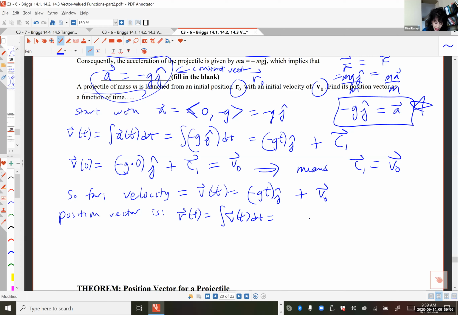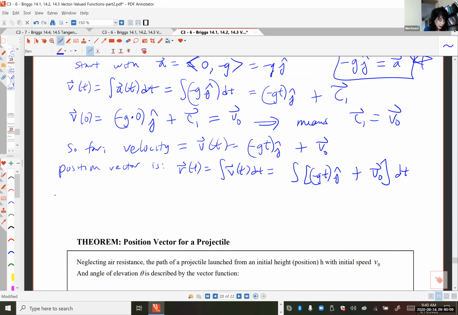Okay, fine. So you're going to integrate negative gt j hat plus this vector v naught, with respect to time t. So then you go, oh man, okay, what do I get for this integral? Well, when I integrate t with respect to t, I get t squared over 2. So that first term will be negative 1/2 gt squared times j hat plus the v naught constant vector times t plus some other constant vector, we'll call it c2.